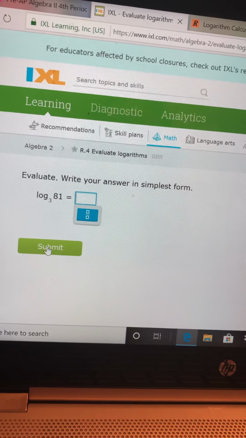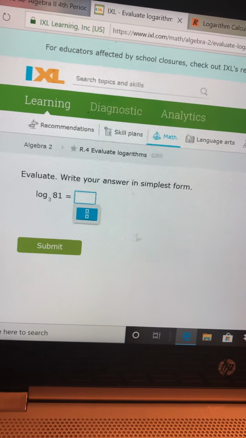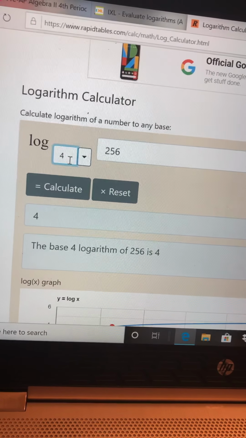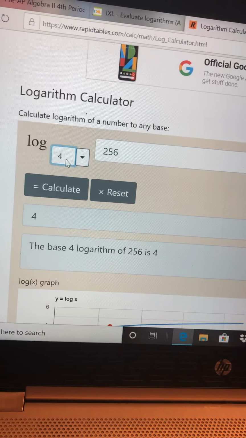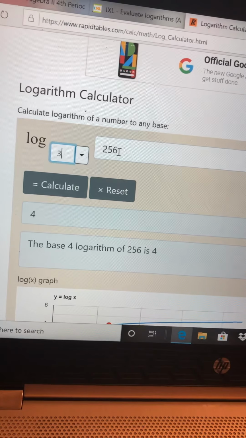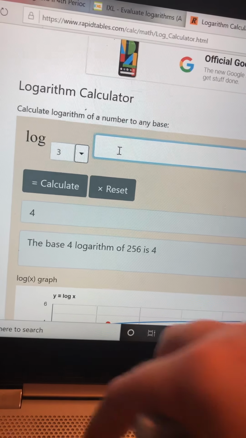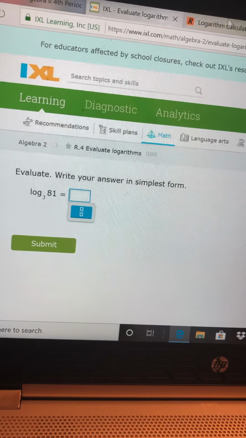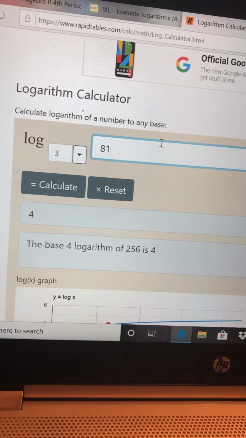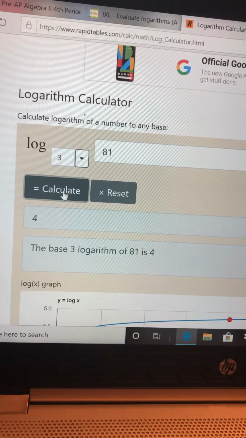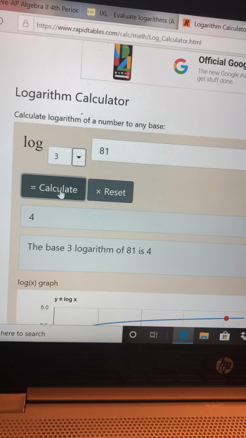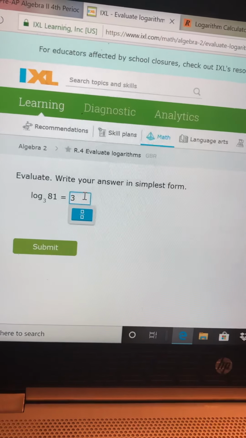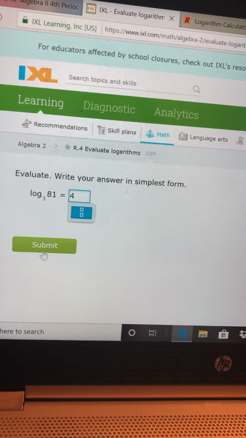3 to what power is 81? I think it's the 4th power, isn't it? Let's type this one in just to be sure. 3, oops. Wait a minute, that ain't what I said. Yeah, 81. Four. 3 to the 4th power is 81.